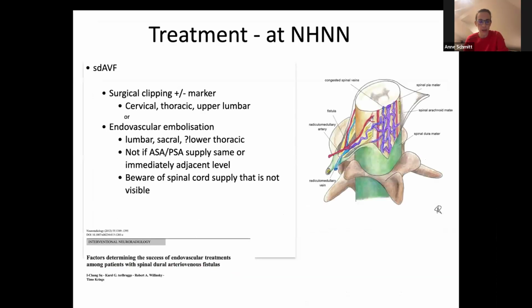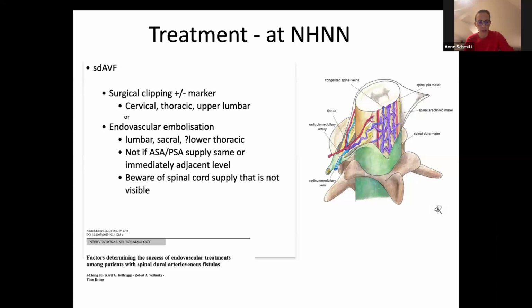So treatment at Queen Square, I think I've probably implied that it is surgical clipping for the majority of the dural AVF cases, especially cervical, thoracic, and upper lumbar. There might be a role for endovascular embolization in low lumbar cases or in sacral cases, where you don't really need to be scared of ASA or PSA supply.